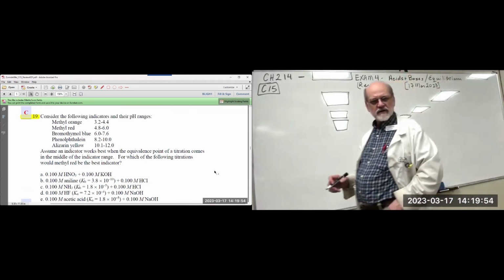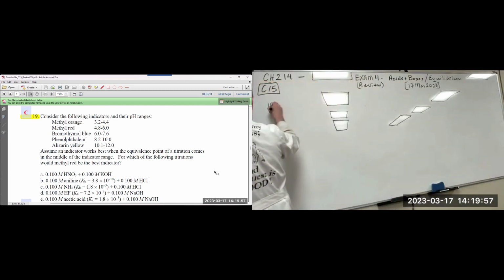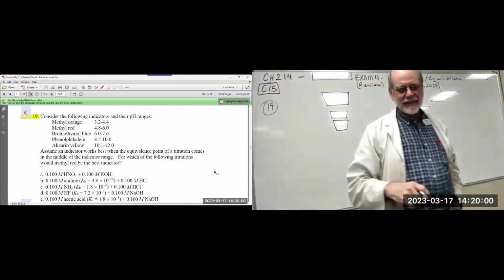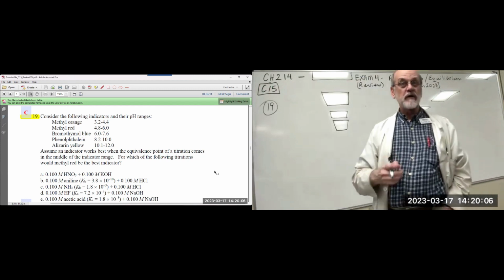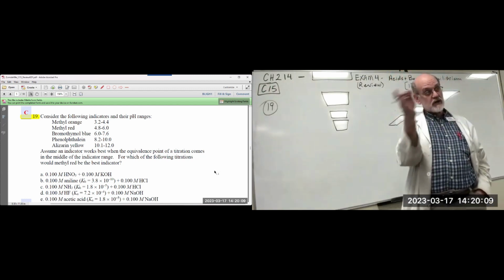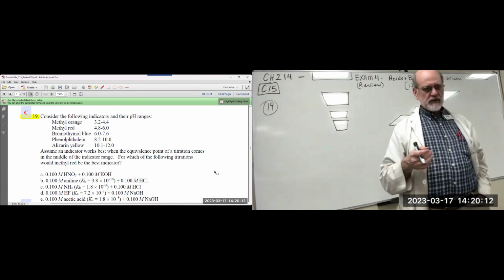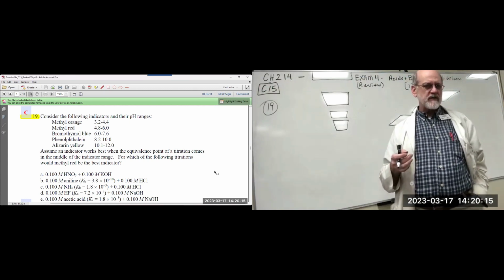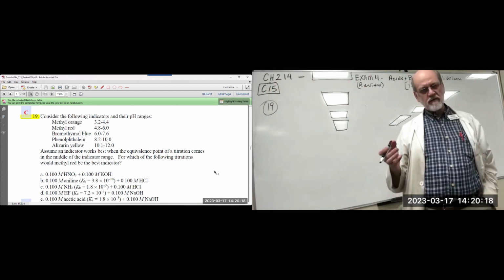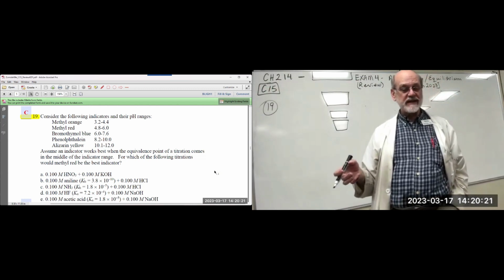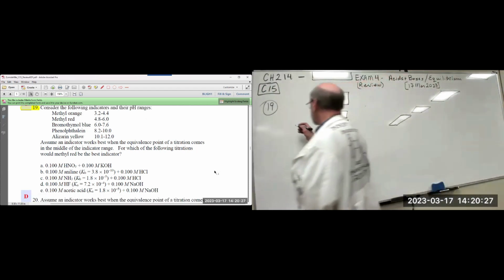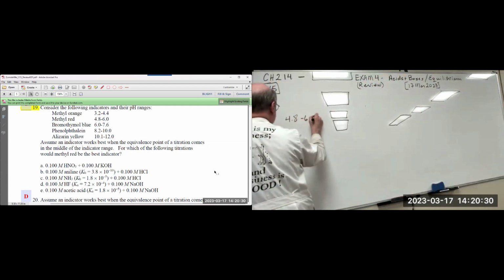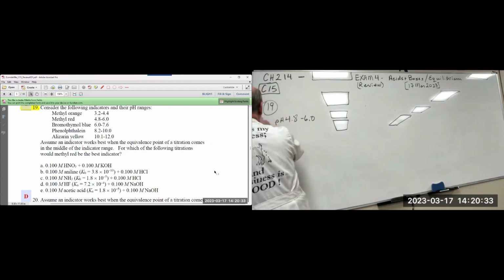Consider the following indicators and their pH ranges. In this case, we don't have to estimate plus or minus 1. They're actually giving us the pH ranges where you see a color change. So assume an indicator works best when the equivalence point of the titration comes in the middle of the indicator range. For which of the following titrations would methyl red be the best indicator? Methyl red has a range of 4.8 to 6.0 pH.